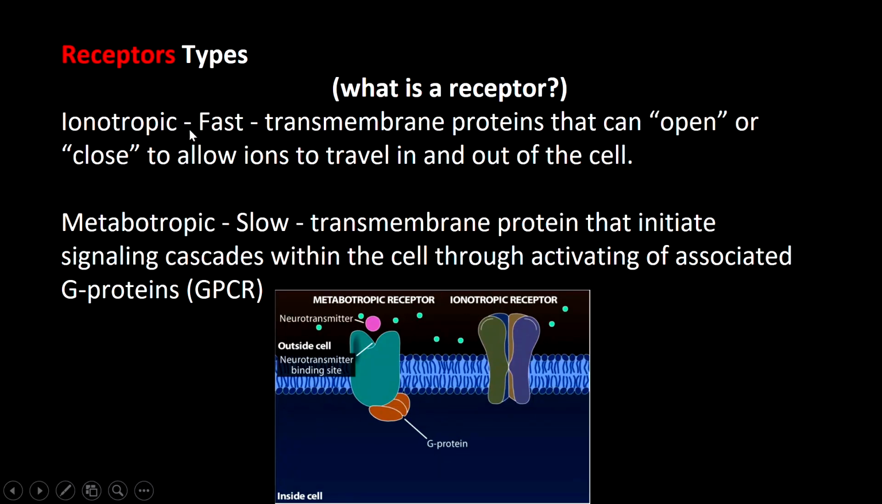The fast type of receptors are usually the ionotropic receptors, and they are transmembrane proteins. Trans means across, so these receptors, they are embedded on the surface of the membrane.